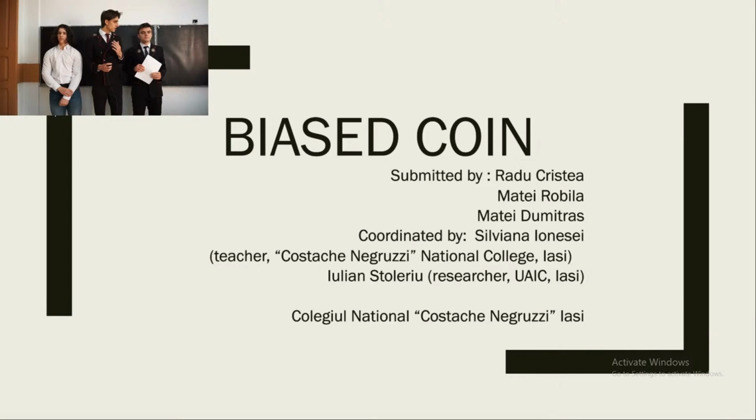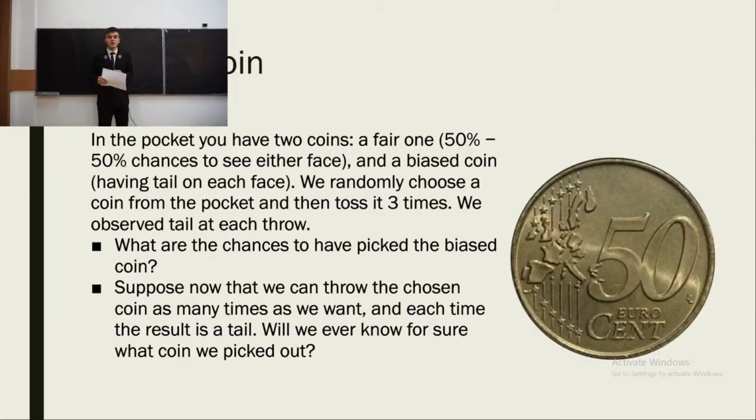In the pocket you have two coins, a fair one with a 50-50 chance of picking each side, and a biased coin having tail on both sides. We randomly choose a coin from the pocket and then toss it 3 times. We observed tail at each throw. The first point of the problem is, what are the chances to have picked the biased coin?